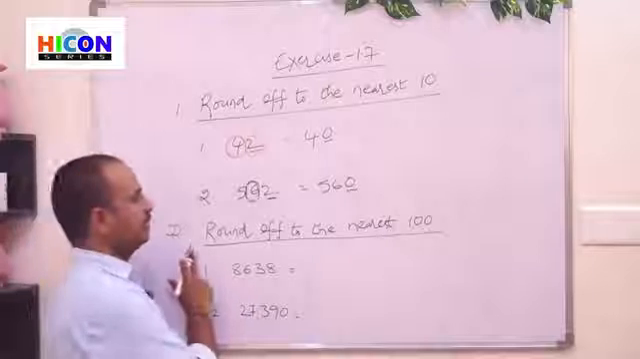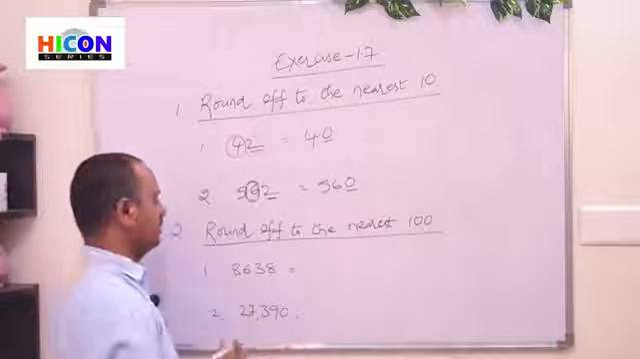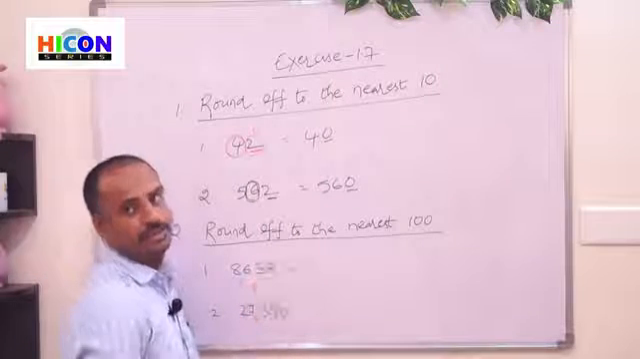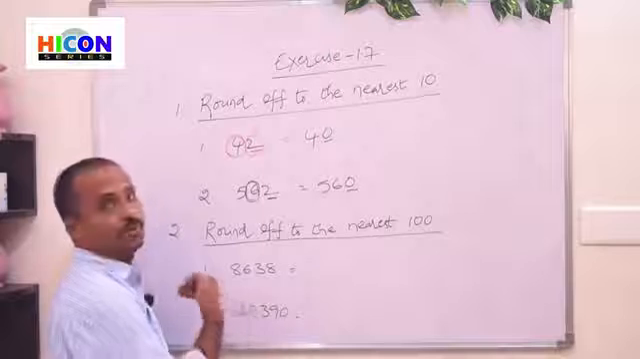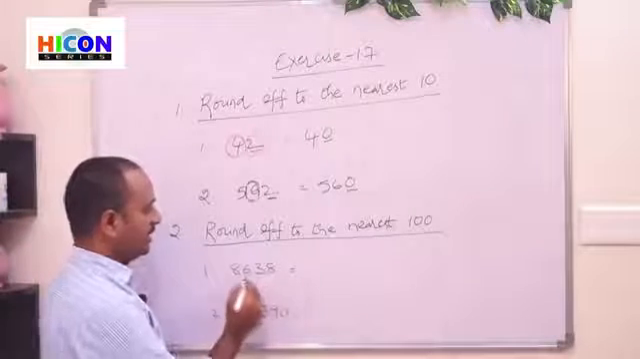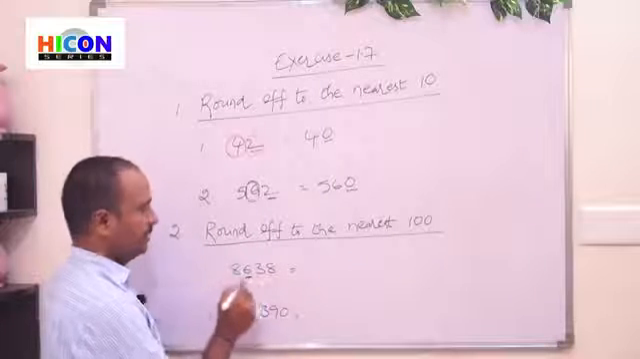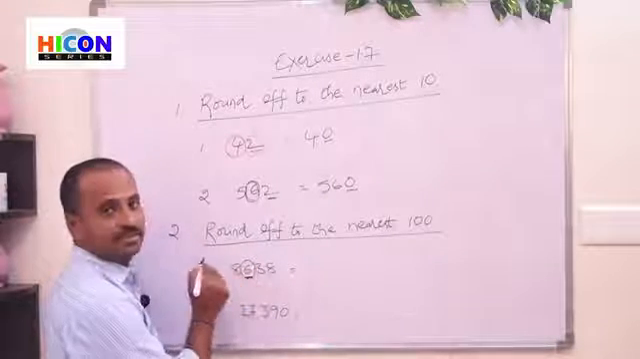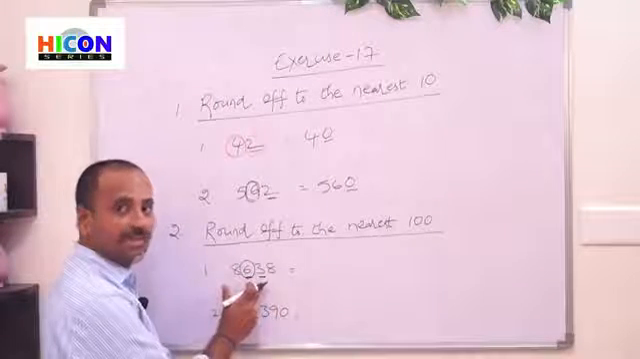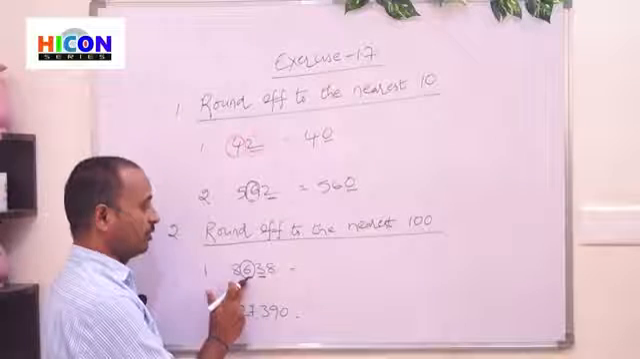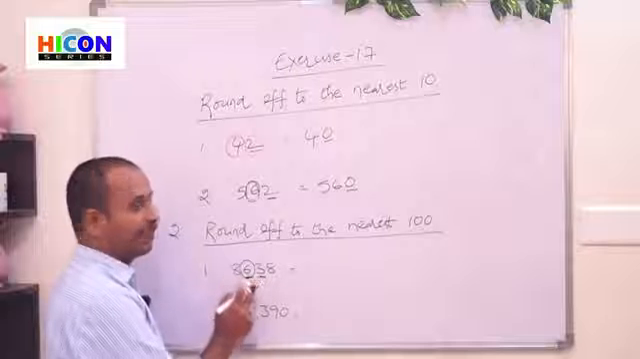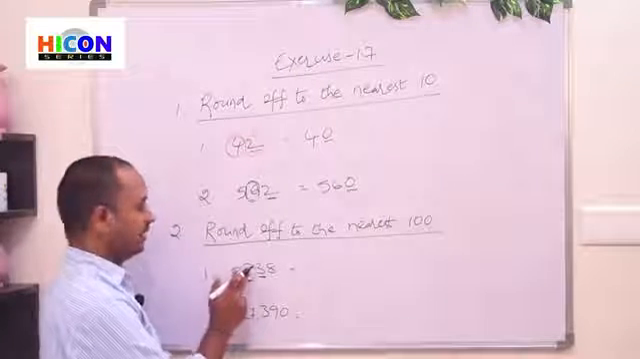Next, second problem, round off to the nearest 100. So children, there are two problems given. Now we have to round these two numbers to nearest 100. So how can we round the given number to nearest 100? First identify the digit present in the hundreds place. Here the digit present in the hundreds place is 6. So check the next digit. The next digit is 3 and 3 is less than 5. So that's why we have to write the same hundreds, that is 600s. If the next digit is less than 5, write the same hundreds.